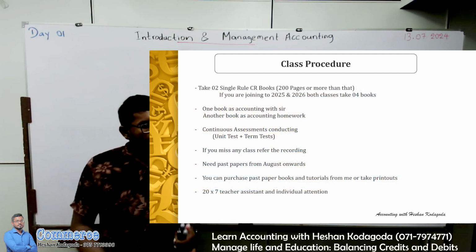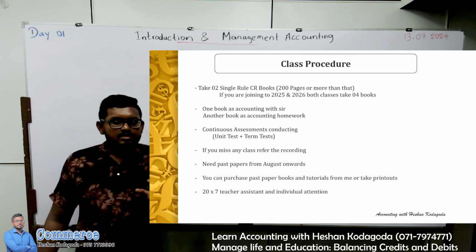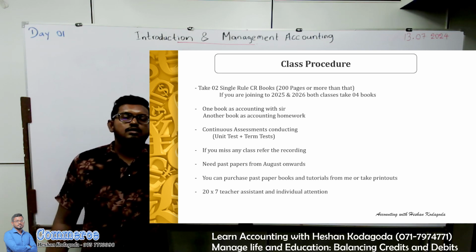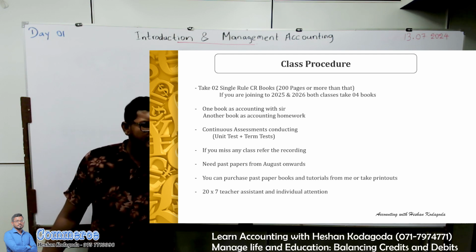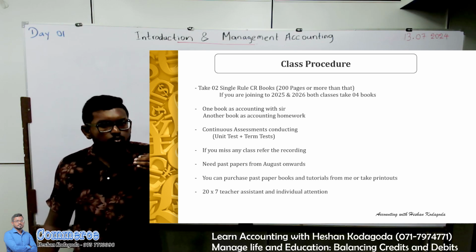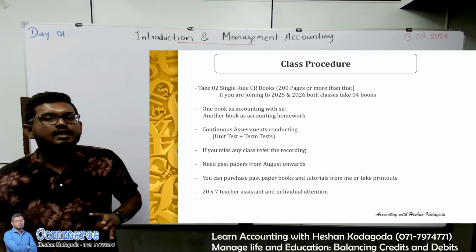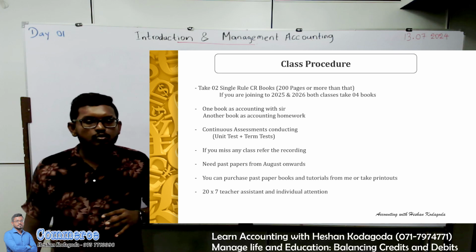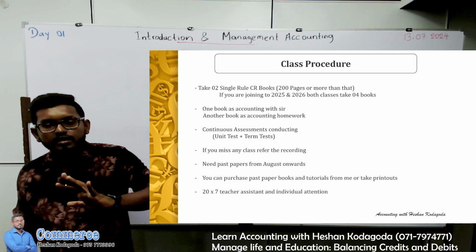As I told you, if you are joining with the 2025 class only, just take 2 books. But if you are joining both the 2026 class and the 2025 class, you need to obtain 4 CR books. All 4 books should be single rule books. Page number should be 200 or more than that.